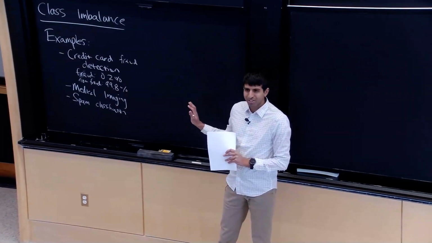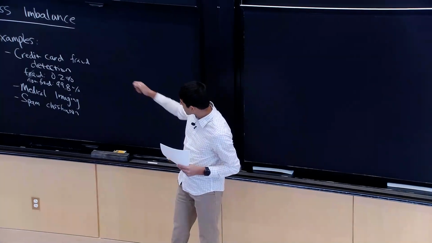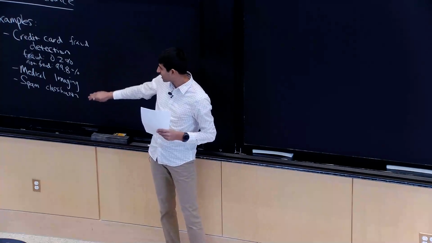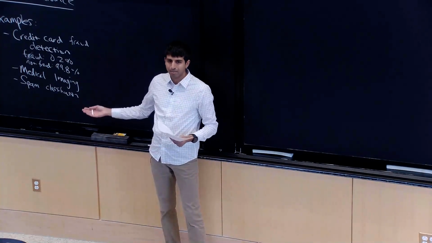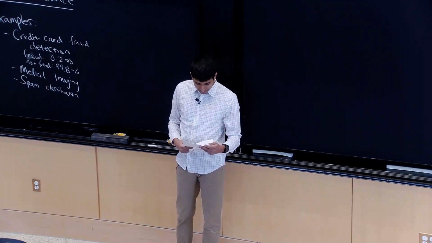All right, so any questions so far? Is the problem clear? Like, what is class imbalance? And I think all the things we talked about here, credit card fraud, medical imaging, spam classification, these are all binary classification tasks. The same thing can happen in a multi-class setting. It's just analogous. You can have imbalance between multiple classes.